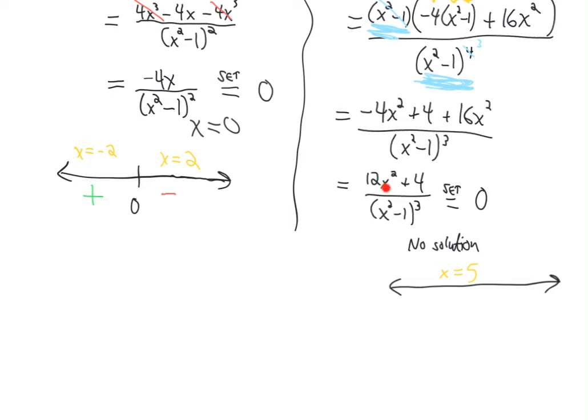first of all, when I plug in 5 here, without figuring out what the actual number is, I know that 5 squared will be positive, and multiply it by 12, that'll still be positive. Add 4 to that, it'll still be positive. If I plug in 5 for x squared, I'm going to have some number bigger than 1 minus 1 that I'm cubing. So I'm going to get a positive number, which means it's concave up everywhere.